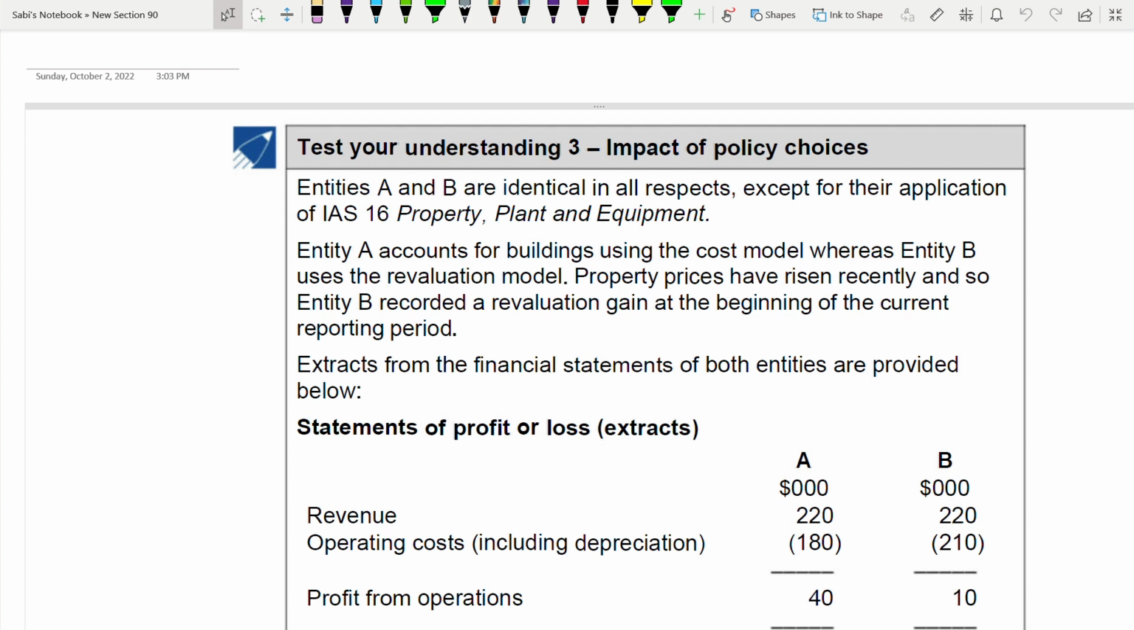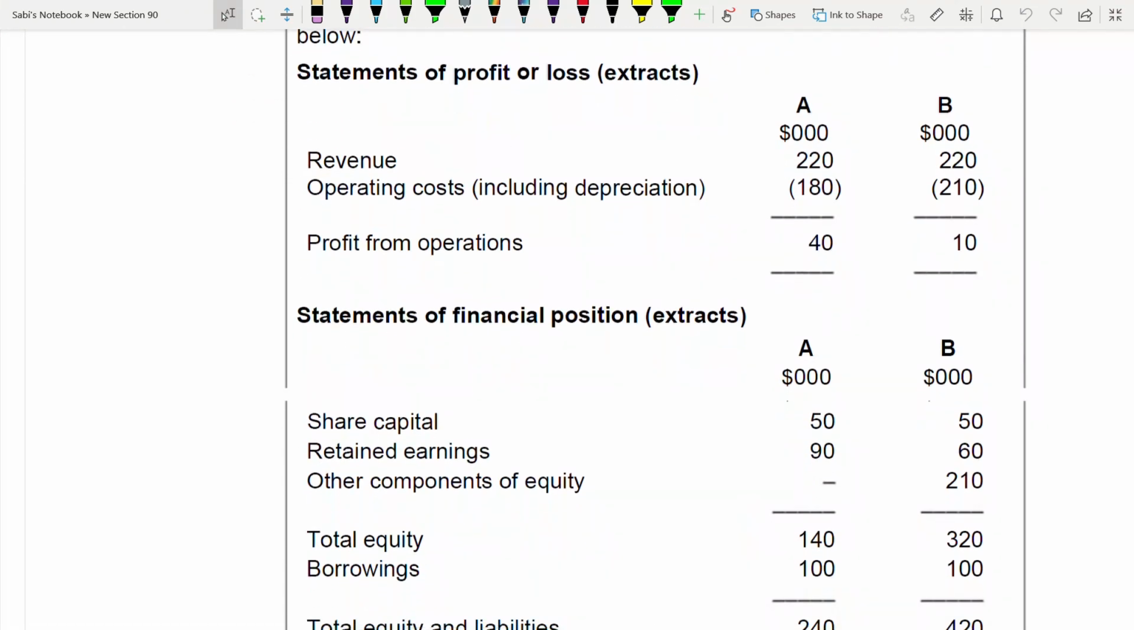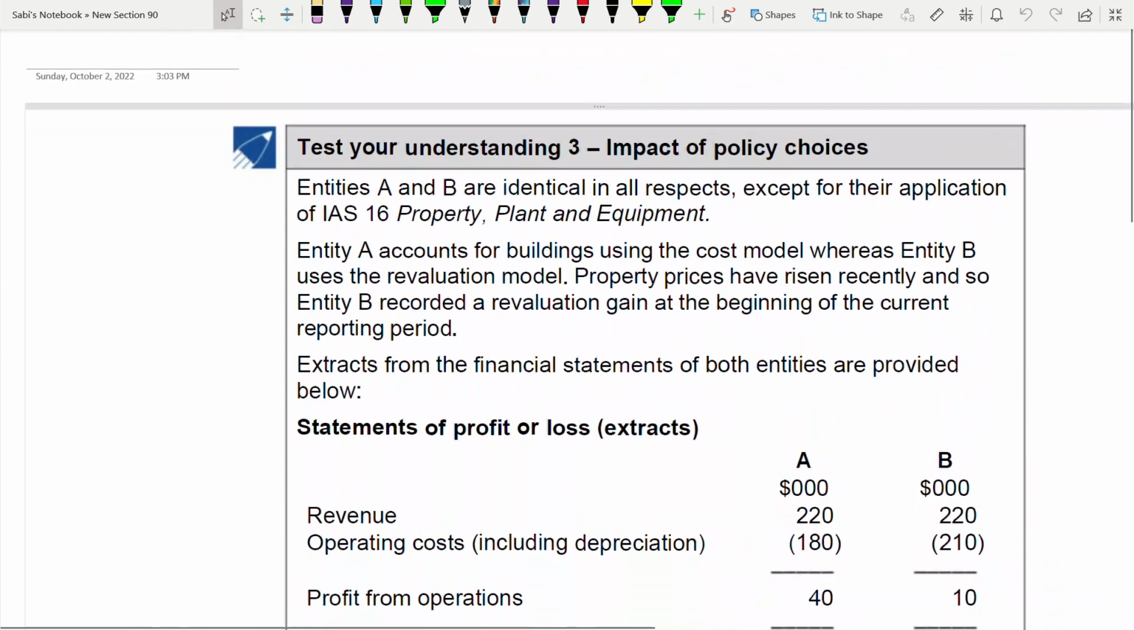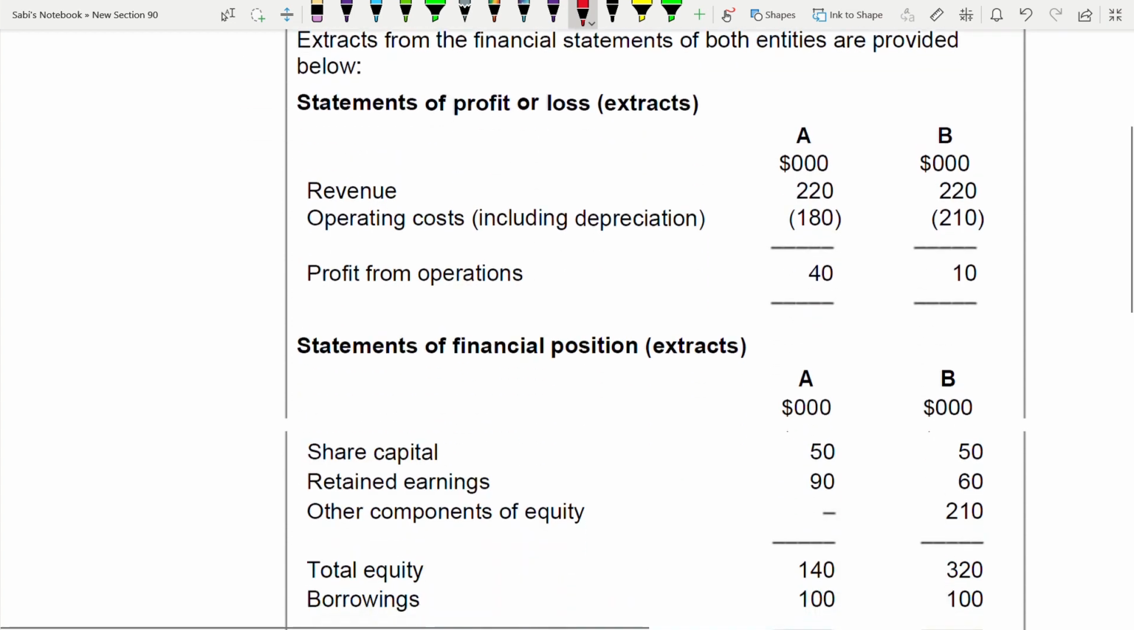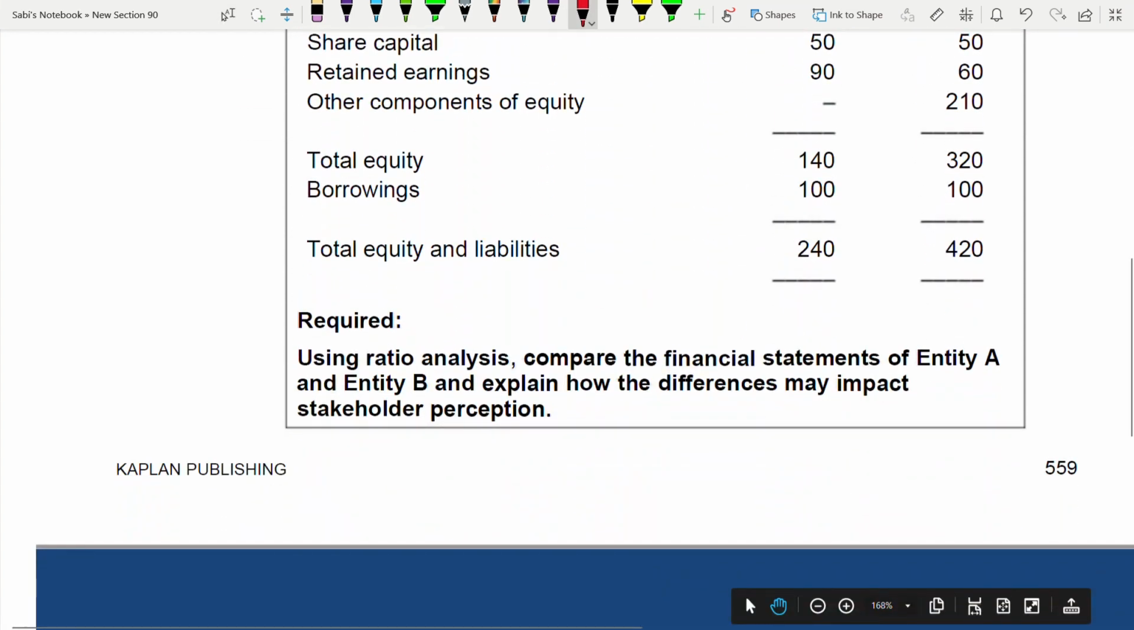Okay, so test understanding 3, impact of policy choices. Two entities are there. You can see statement of profit and loss is given. Profit is also given. Statement of financial position is given for both A and B, but they have different models. They are identical in all respects except how they apply IAS 16. Entity A goes for cost model, entity B goes for revaluation model. Okay, so now let's see. The requirement is asking, using ratio analysis, compare the financial statements of A and B and explain how the differences may impact stakeholder perception. This is a more open-ended question. This is not something that you have come across till now because you have been applying something to a standard.